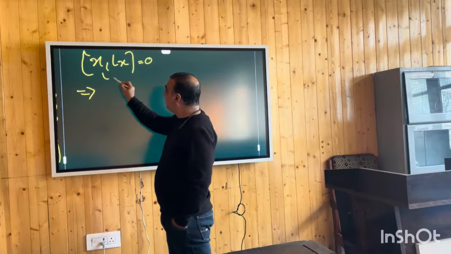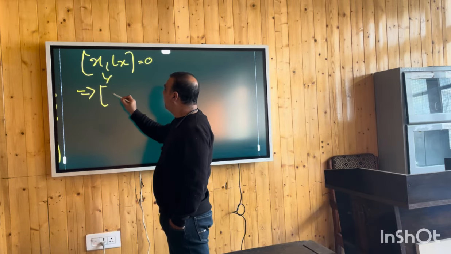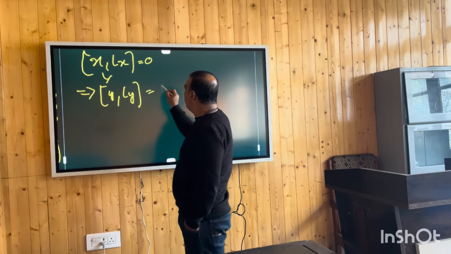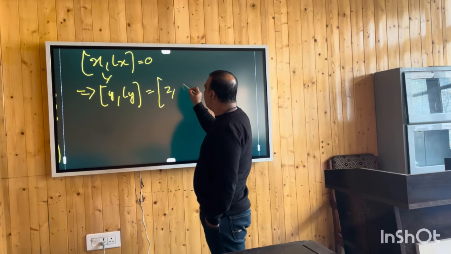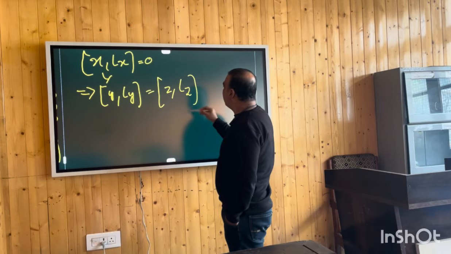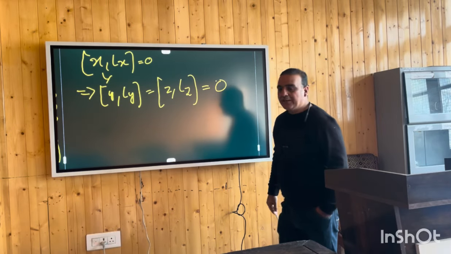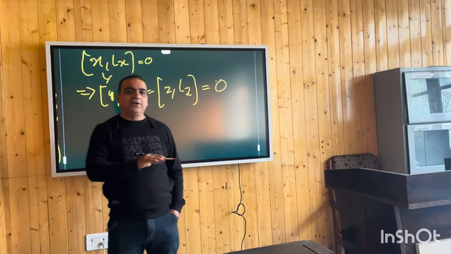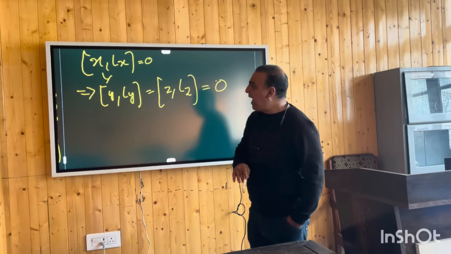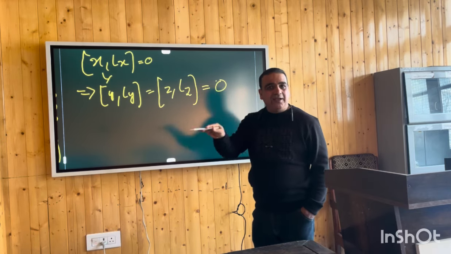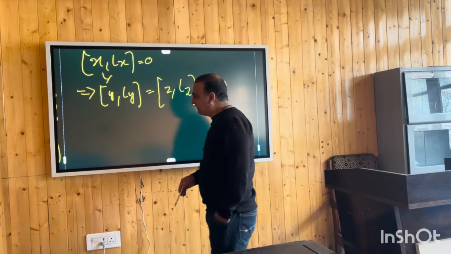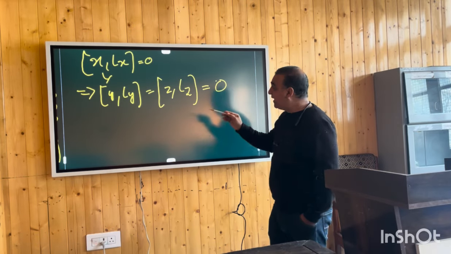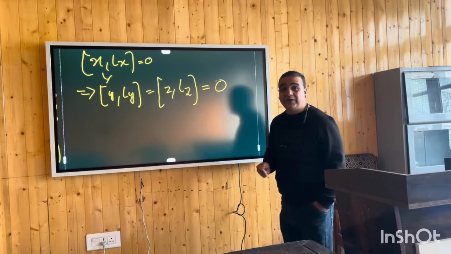So by symmetry we can say that the commutation between y and Ly must be equal to the commutation between z and Lz, and this must be equal to 0. So here what we have seen is that when you calculate the commutation relation between the position and the same component of angular momentum, they exactly commute with each other. And the result is 0, that we have seen in the previous exercise.